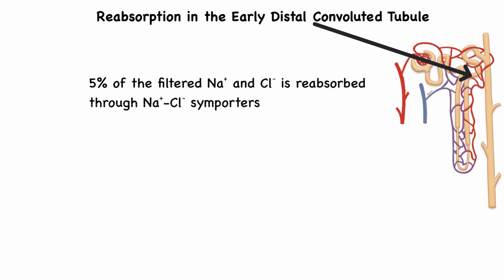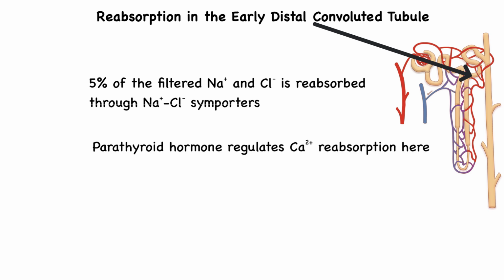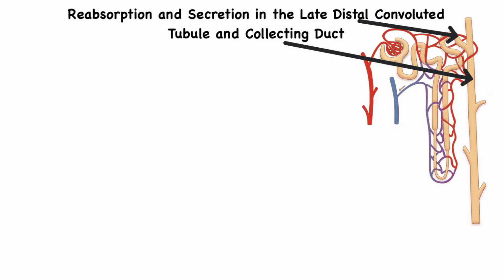In the early distal convoluted tubule, about 5% of the filtered sodium and chloride is reabsorbed through sodium chloride symporters. This segment is also a key site where parathyroid hormone regulates calcium reabsorption, adjusting based on the body's needs. By the time the fluid reaches the end of the distal convoluted tubule, 90 to 95% of filtered solutes and fluids have been reabsorbed and returned to the bloodstream.